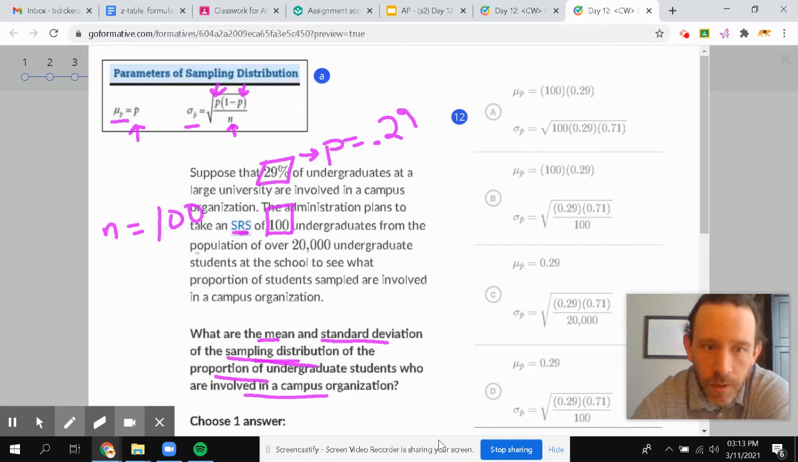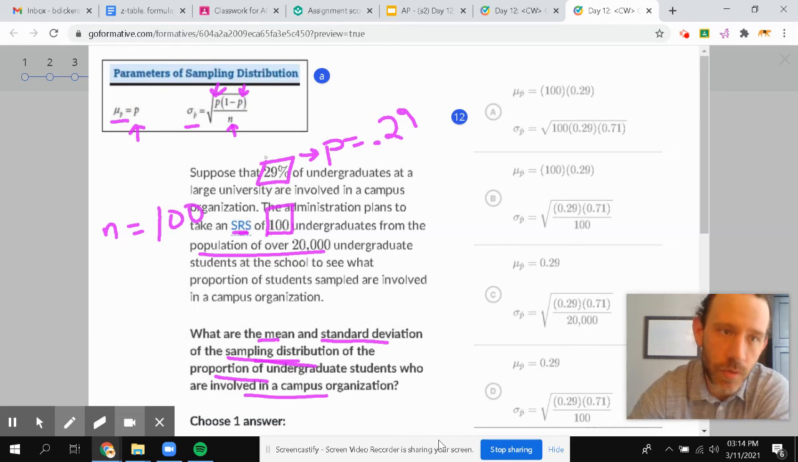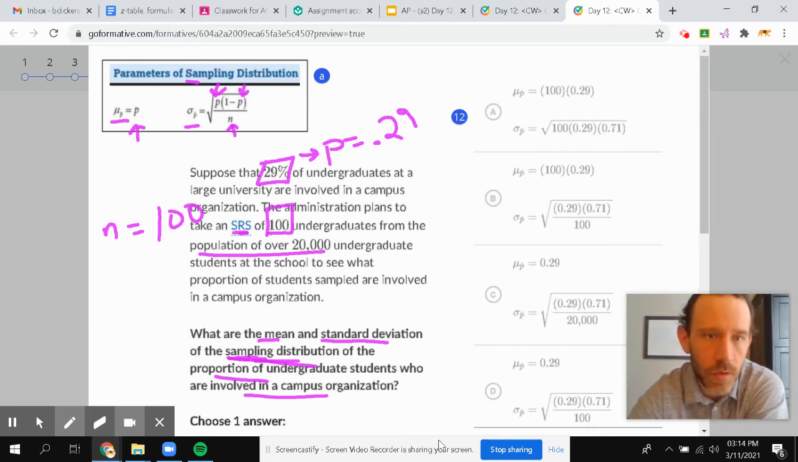The population is over 20,000, but that does not have a place in our formula to get the standard deviation for a sampling distribution. See, looking at the sampling distribution, the question's asking for the mean and standard deviation of a sampling distribution. So let's go ahead and plug things in. All right. So if P is 0.29, then the mean of my p hats is going to be 0.29. So I've got two options there that have that outcome, C and D.